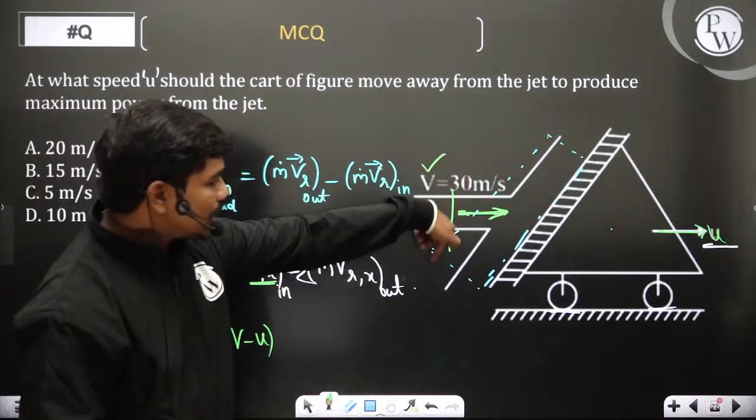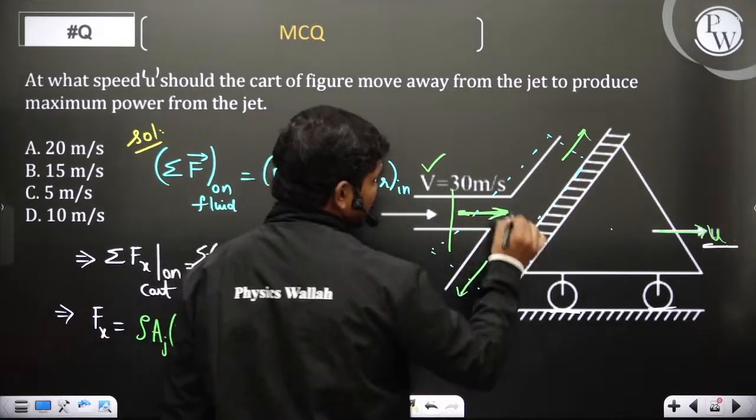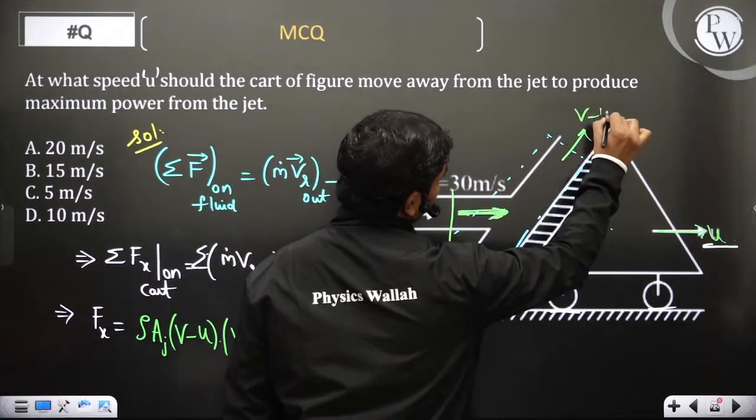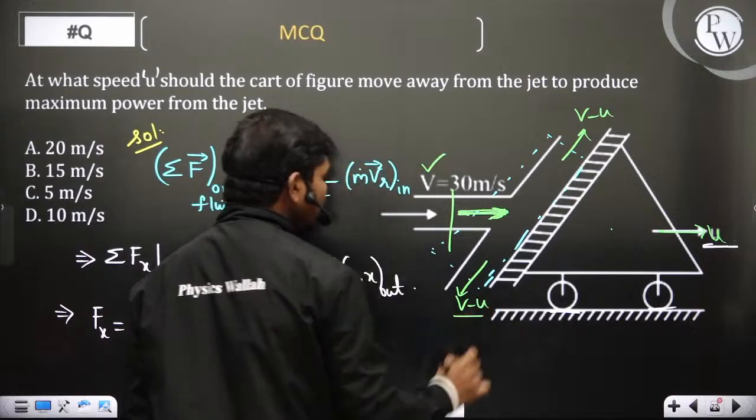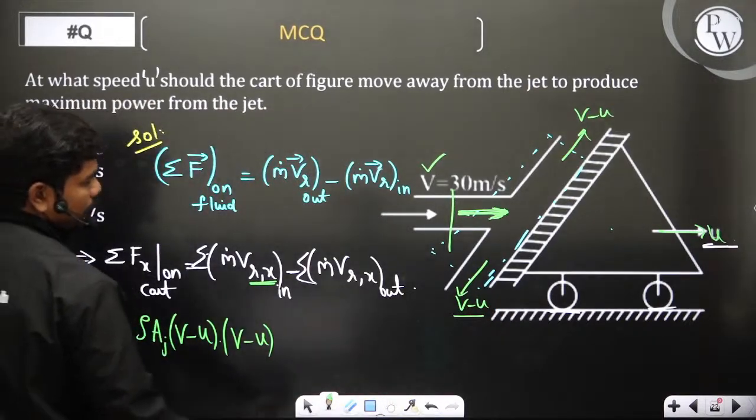Is there any other inlet? No, there is no other inlet. So the fluid actually slides smoothly again. There is no friction. So if this is v minus u, this is also v minus u. Anyway, we are interested only in the x directions. So let us see certain things.